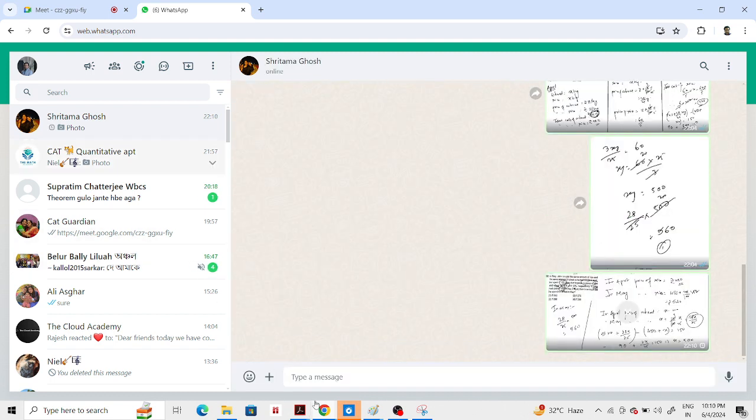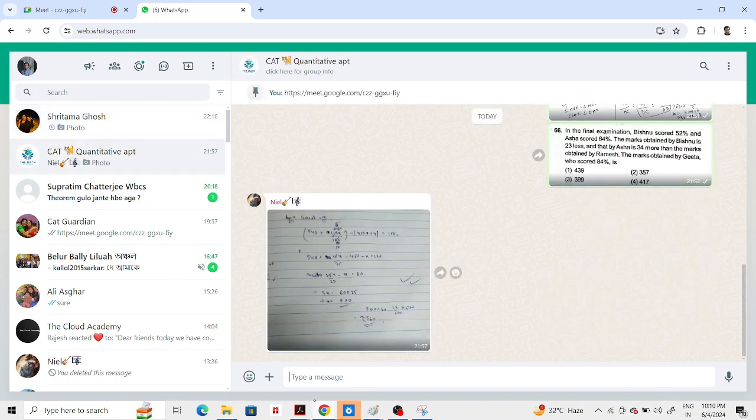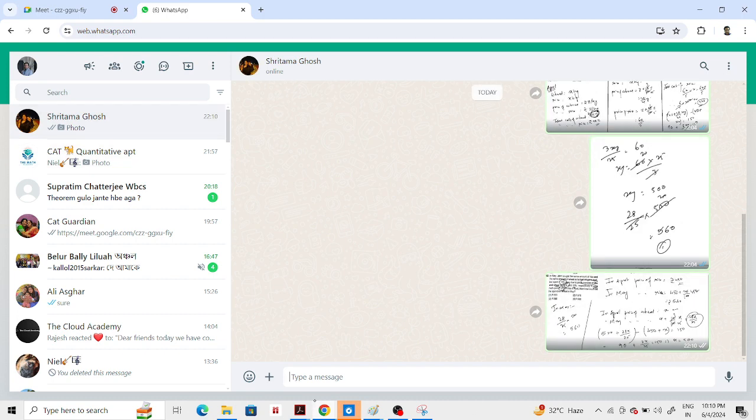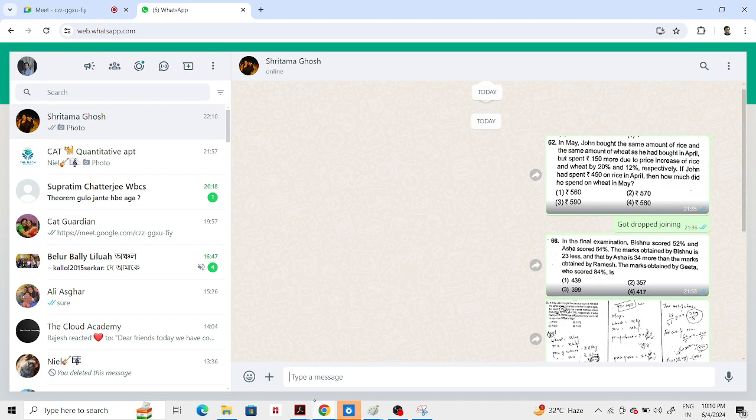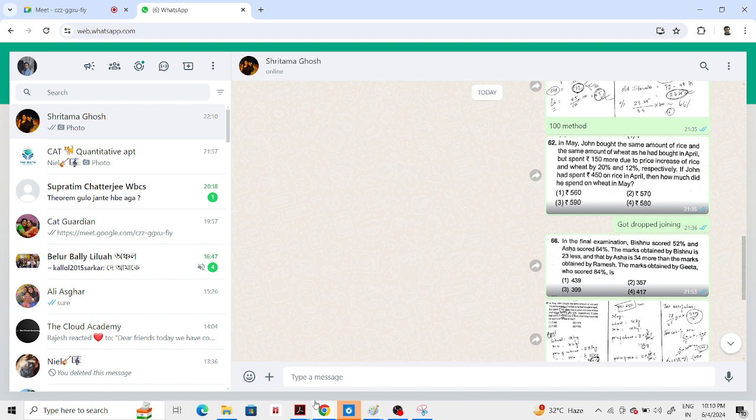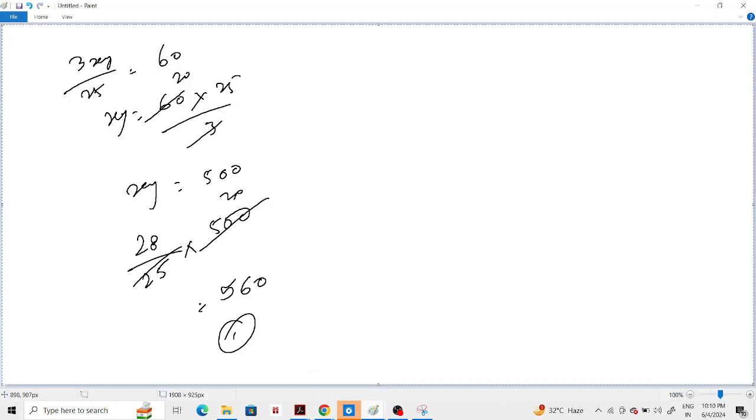Okay, so I share, I think, another sum with you. Yeah, this examination sum is very simple. Try this out, Sritama. I think I shared this. Yeah, this sum in final examination. Try this out. This is very easy. Let me do one sum.